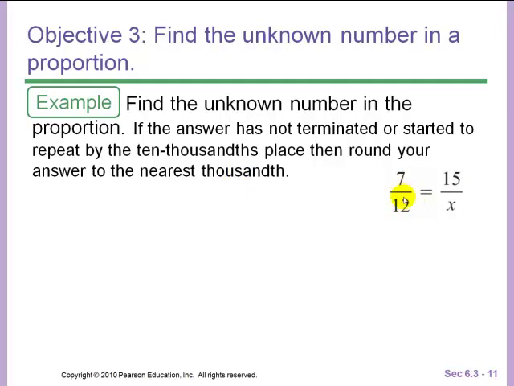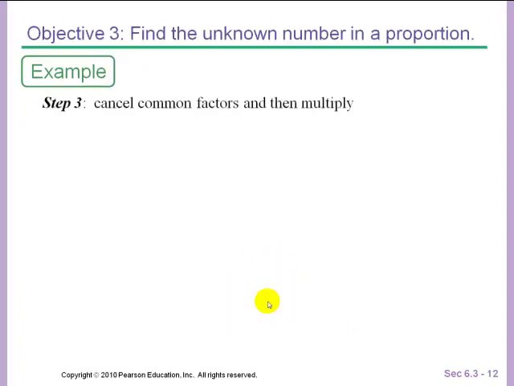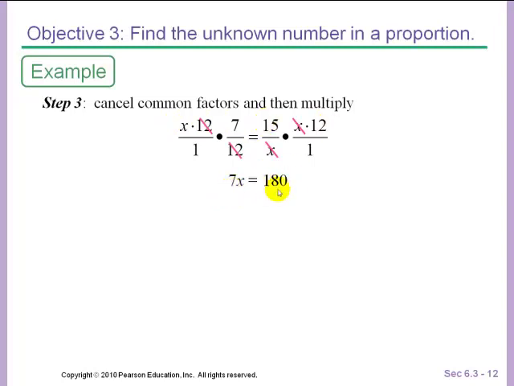So our proportion is 7 is to 12 as 15 is to x. Our common denominator would be 12 times x, or x times 12. It doesn't matter what order you have them written in. We're going to multiply both sides of this proportion by x times 12 over 1. Again, I can do this because I'm doing the same thing to both the left and right side of this equal sign. Remember that imaginary fence? I can do whatever I want as long as I do it to both sides. Now the common factors will cancel. The 12's cancel on the left side of the fence. The x's cancel on the right side of the fence. We multiply what's left. x times 7 we simply write as 7x, and 15 times 12 is 180.